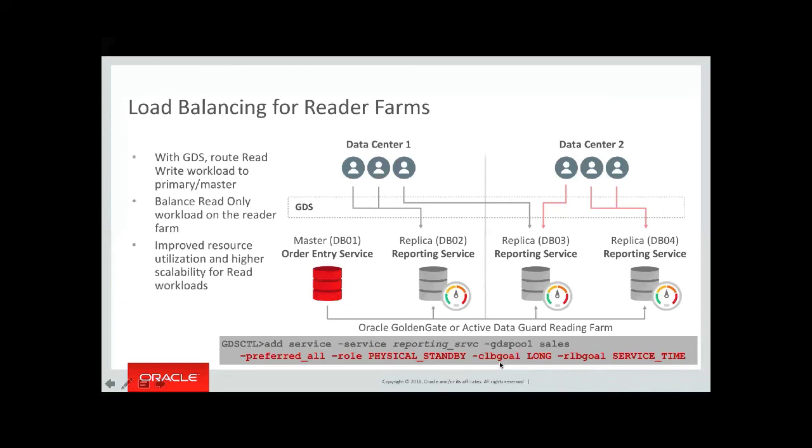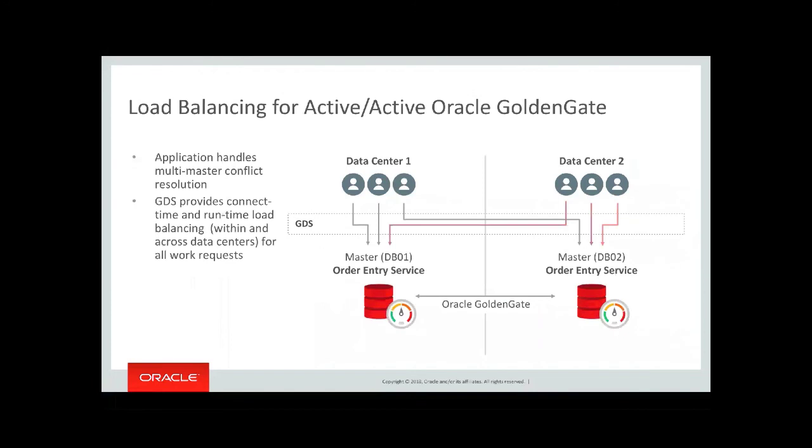Right? Just by setting these attributes, I'm making sure that all my incoming connections that are using reporting service are well balanced across these standbys. Okay? So that's the power of GDS. You don't have to write any custom code to load balance. You just set your attributes for the global service and use this global service for the workloads that are running the reporting. Okay.